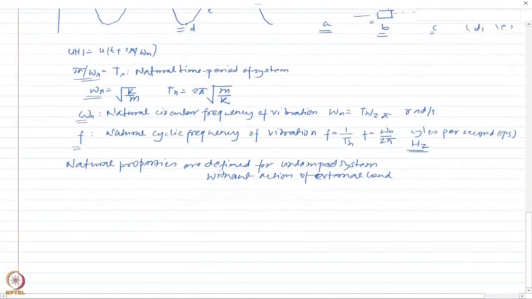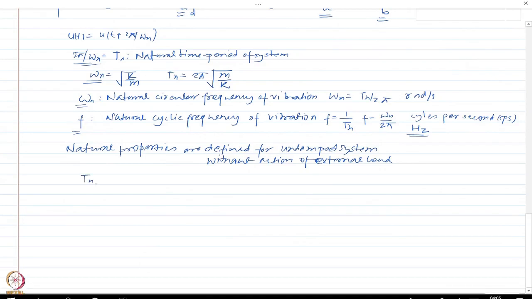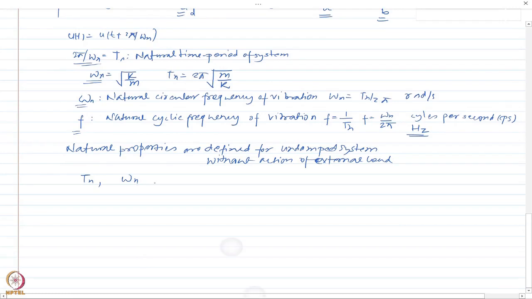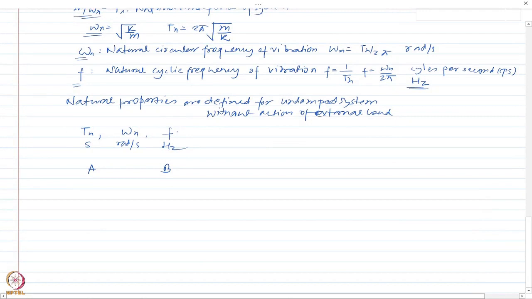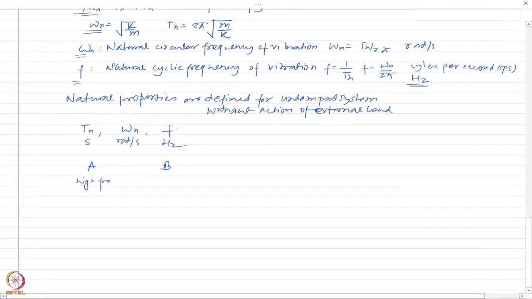Now let us come back to these three parameters that we talked about: the time period, the circular frequency, and the cyclic frequency. As I said, the units would be seconds, here radian per second, and here hertz. Now what do you think if I have two systems, a system A and a system B? If I say that system A has very high frequency, in comparison with system B, what are the things you can deduce from this information?